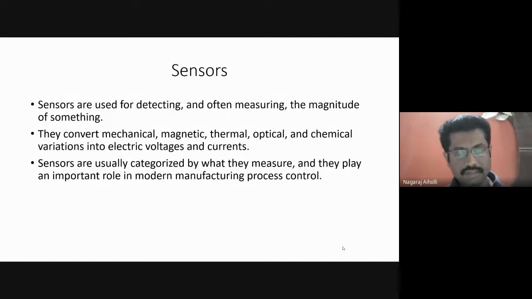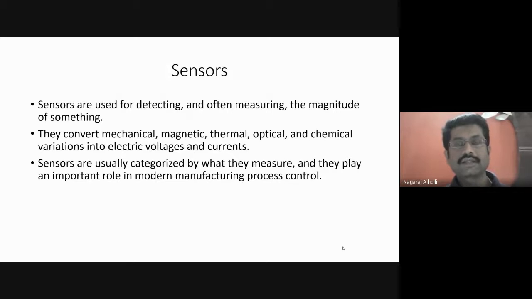The sensors are the ones which are meant to sense the applied input signal, or they detect the applied input signal, or they measure the applied input signal. Such types of devices are called sensors. The sensors either sense the signal or detect the signal, or it is as good as measuring the signal.